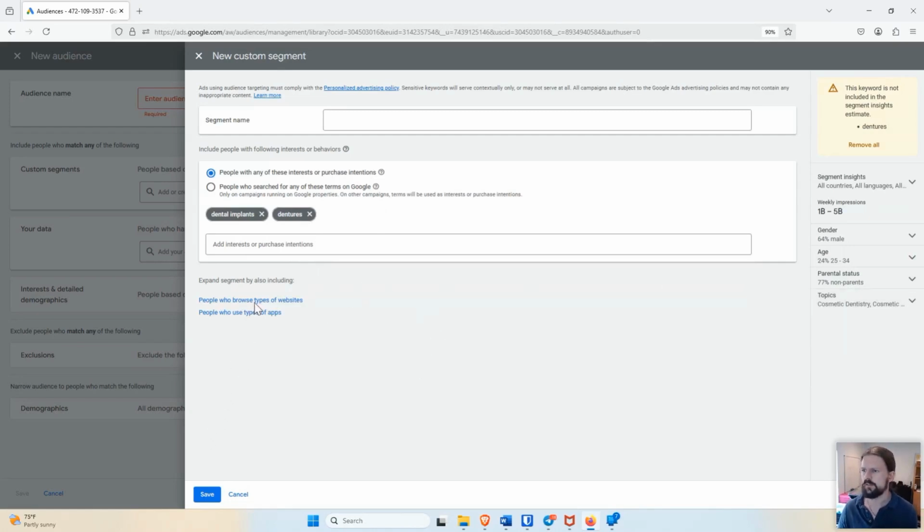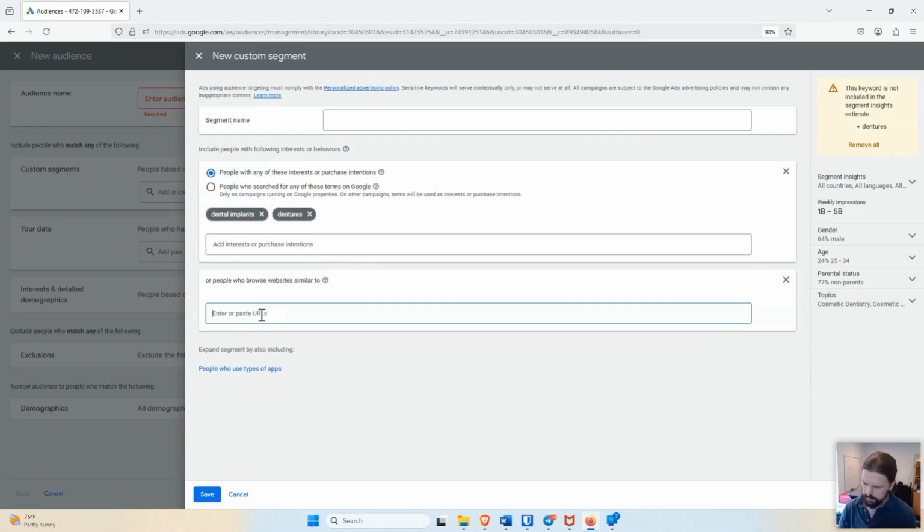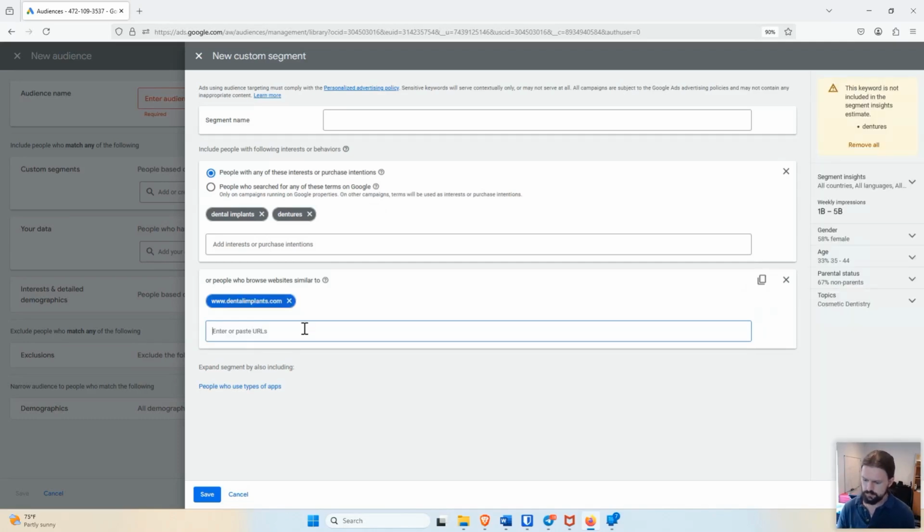And then you can also do browse types of websites. So I can put www.dentalimplants.com. If I think that the people that I want are already going to this kind of website, I can put that, and I can put www.dentistry.com, like whatever. I'm just making up those, but if you do a little research and you know what websites these people are browsing, then you can do that. And so you can do that in addition to or instead of this up here. And then you can also do the people who use these types of apps. I'm not going to go through that because I don't really ever use that one. But that is a custom segment.